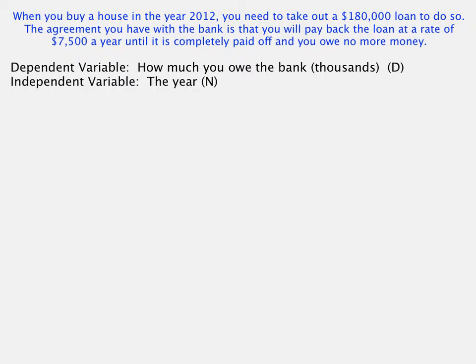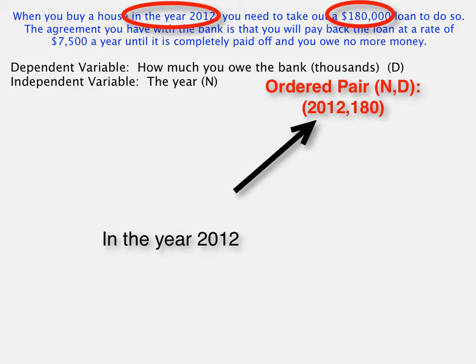Alright, so how are we going to model this situation? Well, I claim that we have one piece of data about a year and how much money you owe in that year. My claim is that in 2012, you owe $180,000. So my claim is that we have one ordered pair of information, namely (2012, 180).